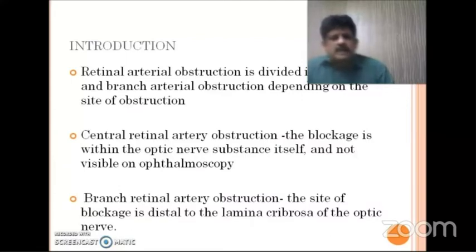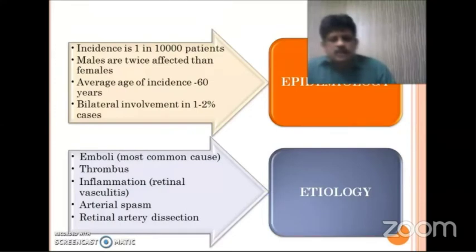In central artery occlusion, the blockage is within the optic nerve substance, and the site of blockage and emboli may not be visible ophthalmoscopically, whereas in branch retinal artery occlusion, the site of blockage is distal to the lamina cribrosa of the optic nerve head. Coming to the epidemiology, incidence is 1 in 10,000 patients, males are affected twice as often as females, and average age of incidence is 60 years. 90% of arterial occlusions occur above the age of 40 years, and it is bilateral in 1 to 2% of cases.